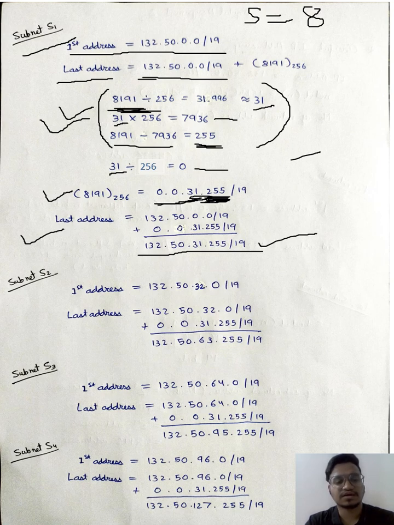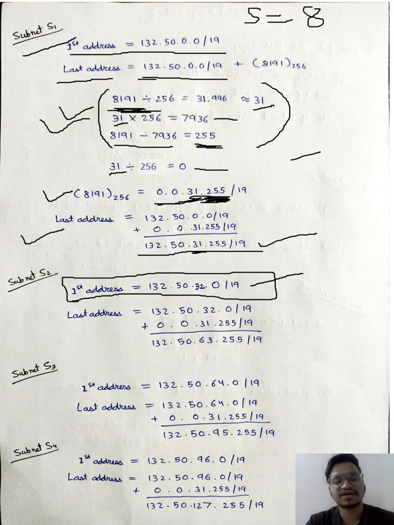Next, we just add 1 to this address, and that will act as the first address of the next subnet, which is subnet 2. Here we can see that we had 255, and when we add 1 it exceeds the limit, so the third place is increased by 1, which results in 32, and this becomes 0. So this will act as the first address of subnet 2.